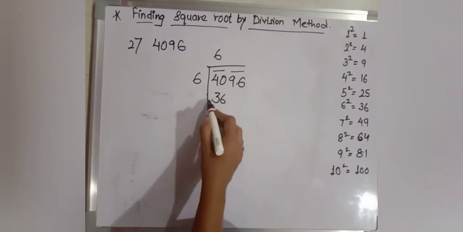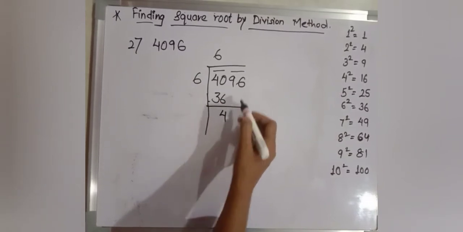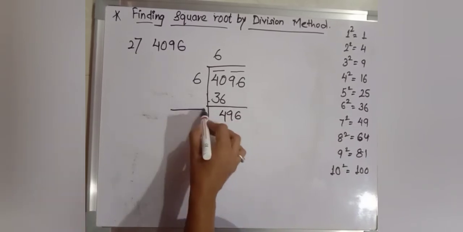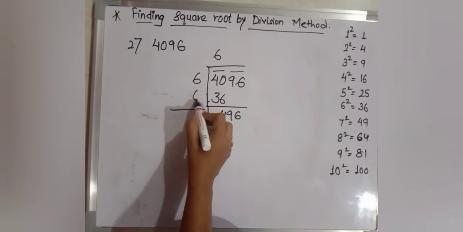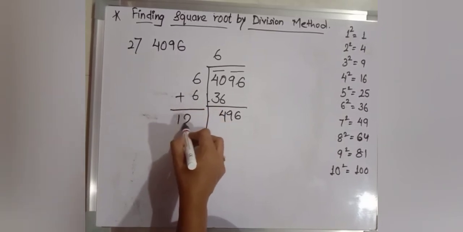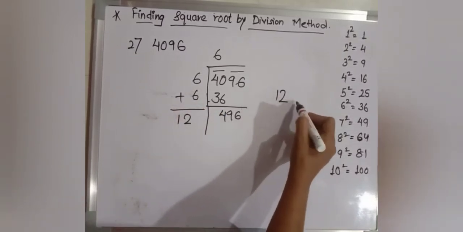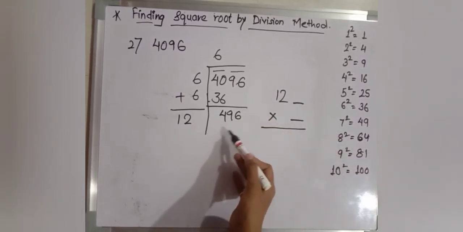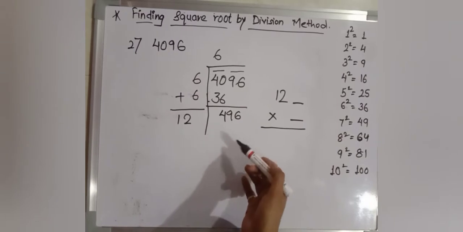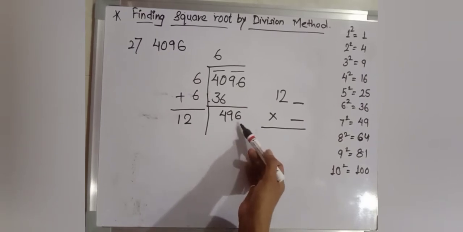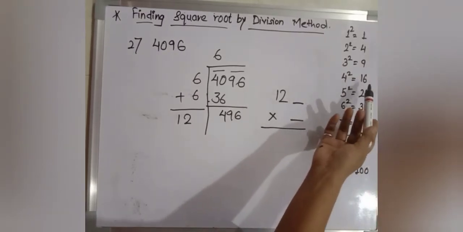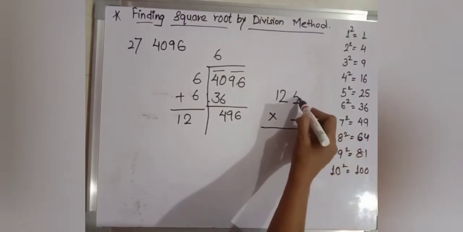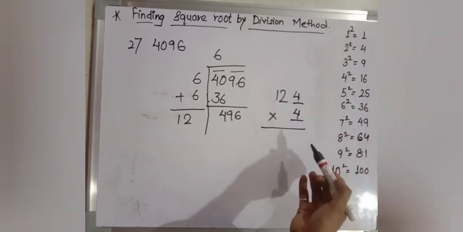So our remainder here will be 4. Putting 96 as it is below. Now add both the numbers. 6 plus 6 is 12. Now again we have to find the number which, multiplied with the same number, gives that 496 as it is. Now let us find the number which ends with 6. 4 into 4 is 16 and another is 6 into 6 is 36. Let us go with 4 here and let us find out whether our answer will be correct or not.